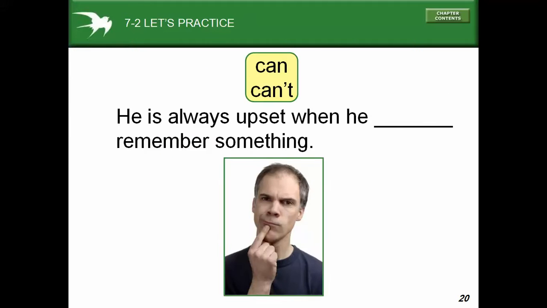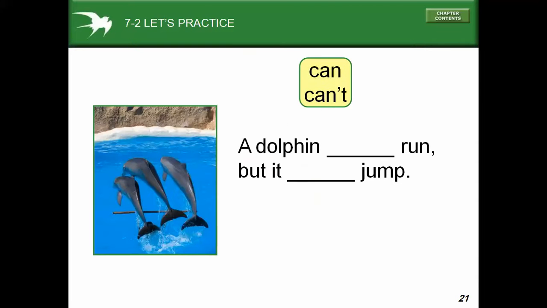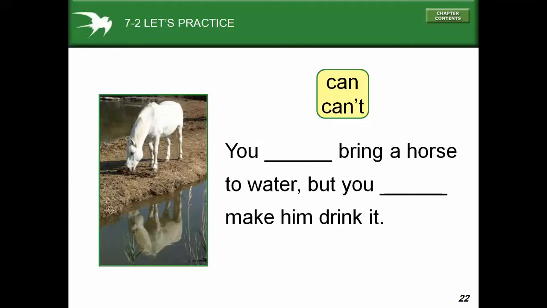Okay, choose. He's always upset when he can't remember something. Can or cannot? A dolphin can't run, but it can jump. You can bring a horse to water, but you can't make him drink it.